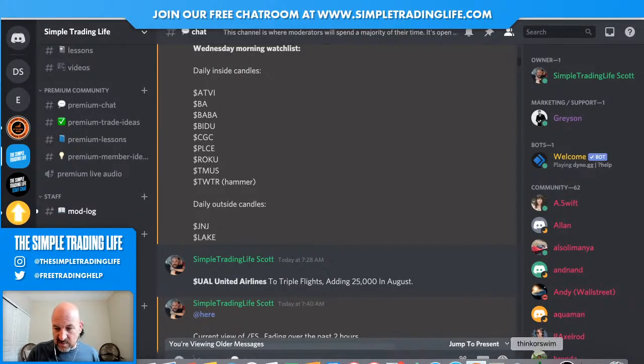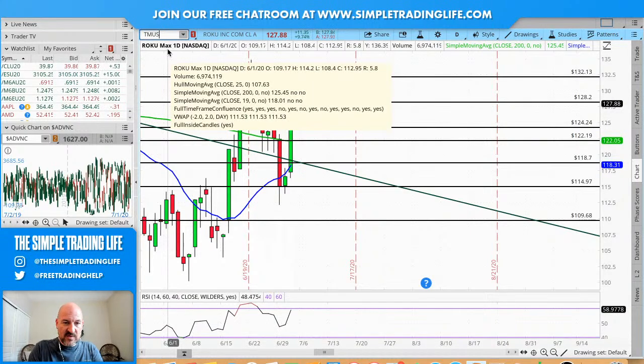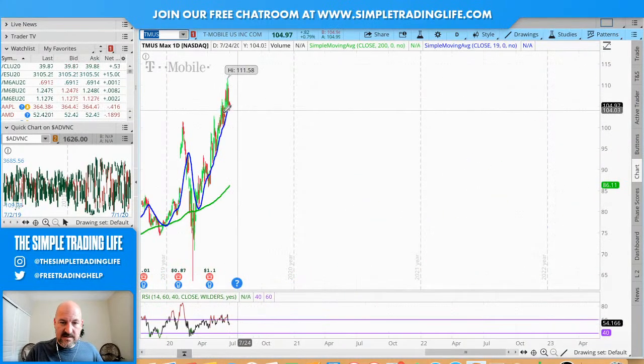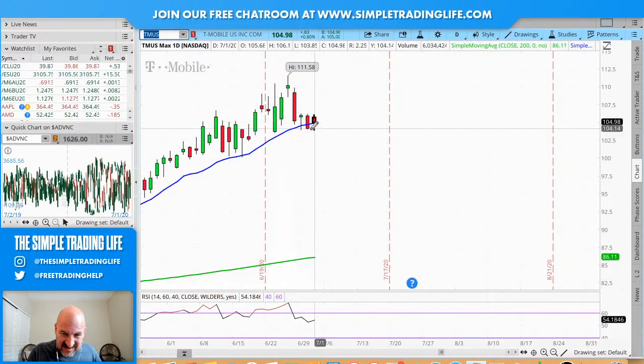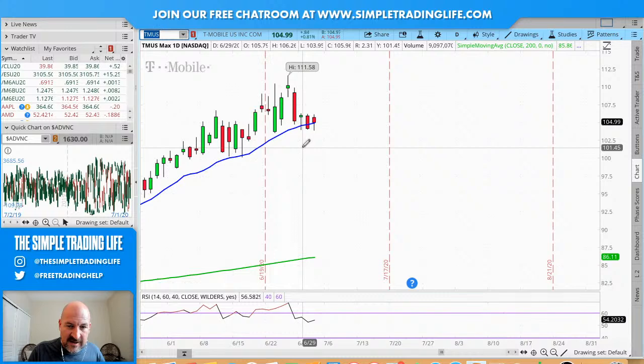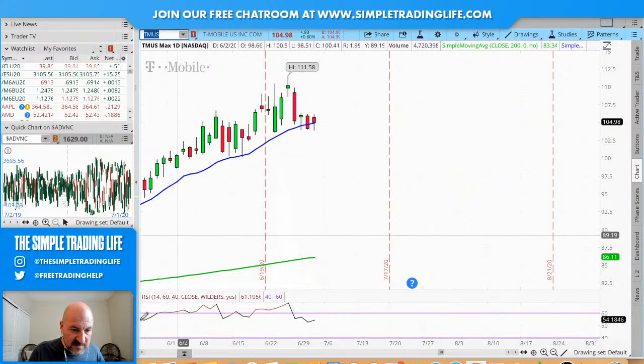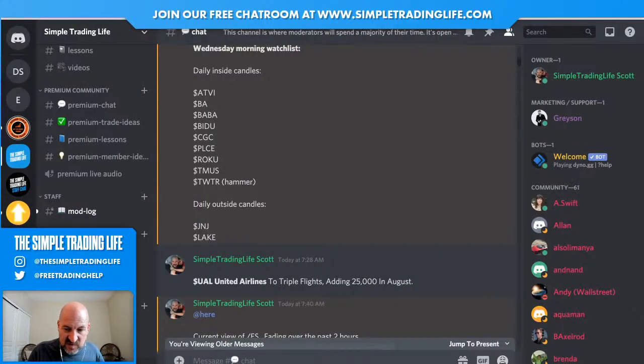Next one, T-Mobile, TMUS, T-M-U-S. Nothing really to do. Right there, it's really close if it triggered or not. Right down here, okay, because it opened up here. Yeah, opened up here. And then it did go down, and then it worked its way back up to here. Okay, so nothing really on T-Mobile. Okay, T-Mobile. All right, then we have Twitter.